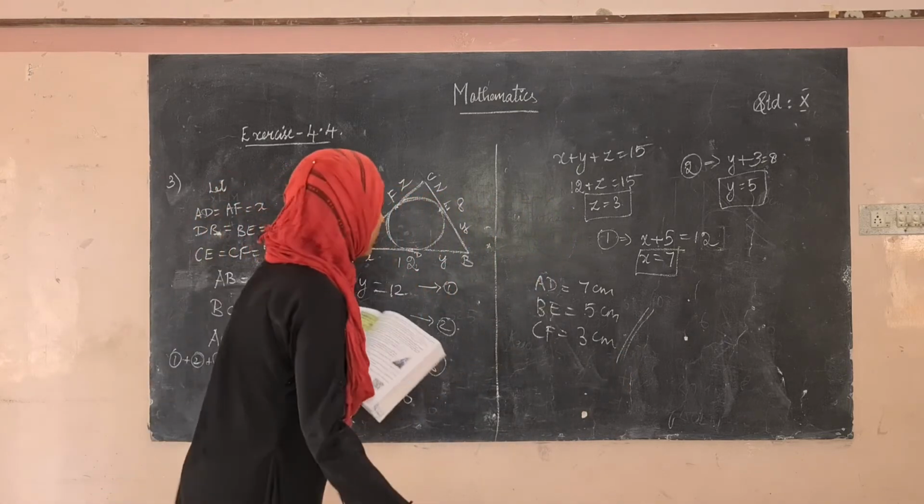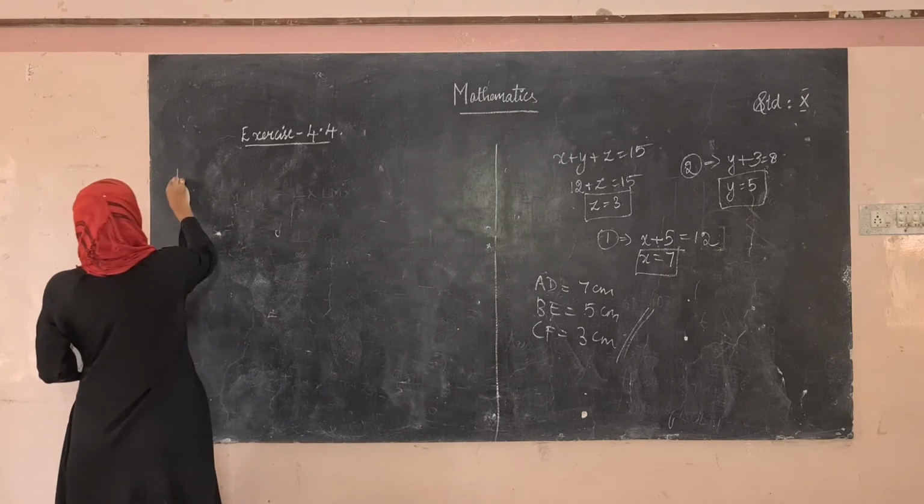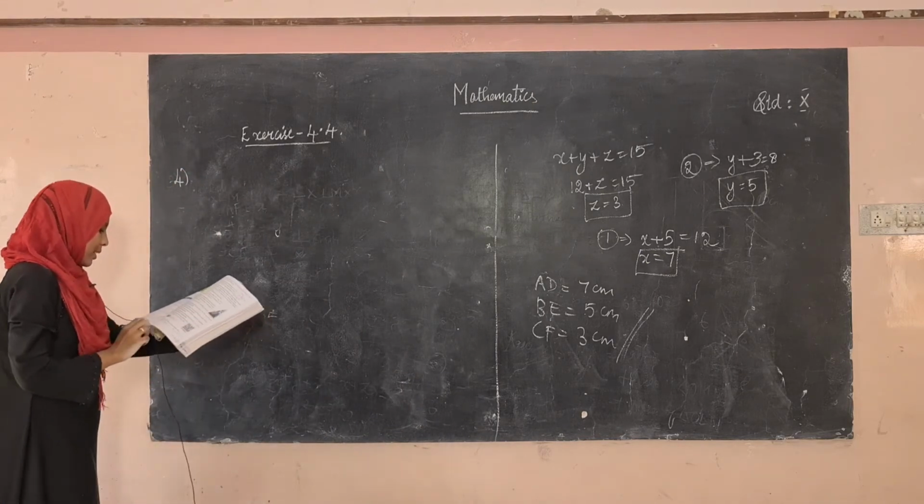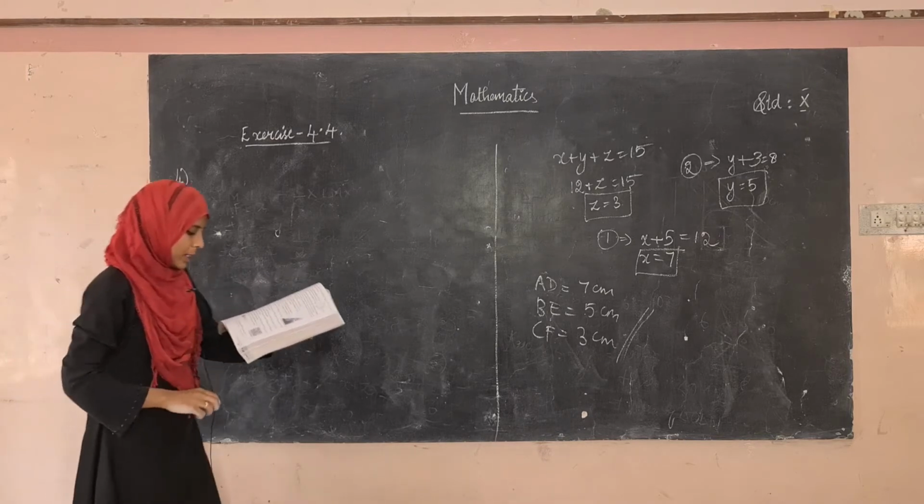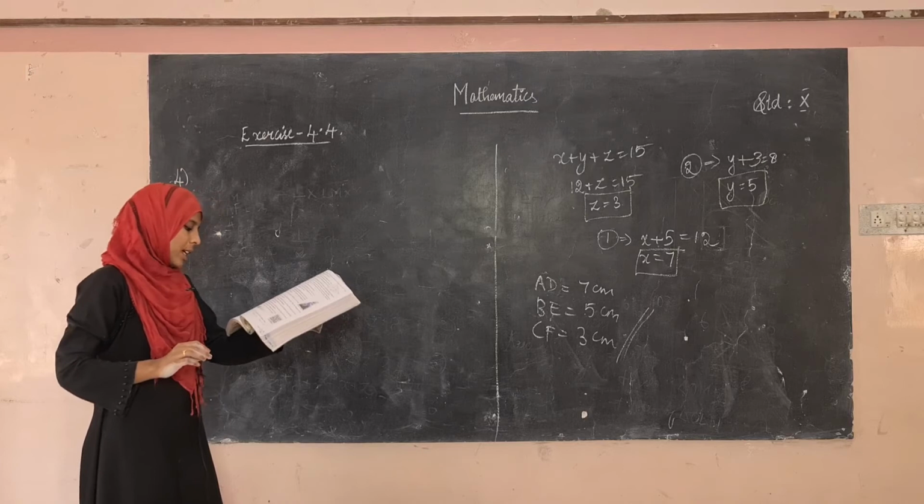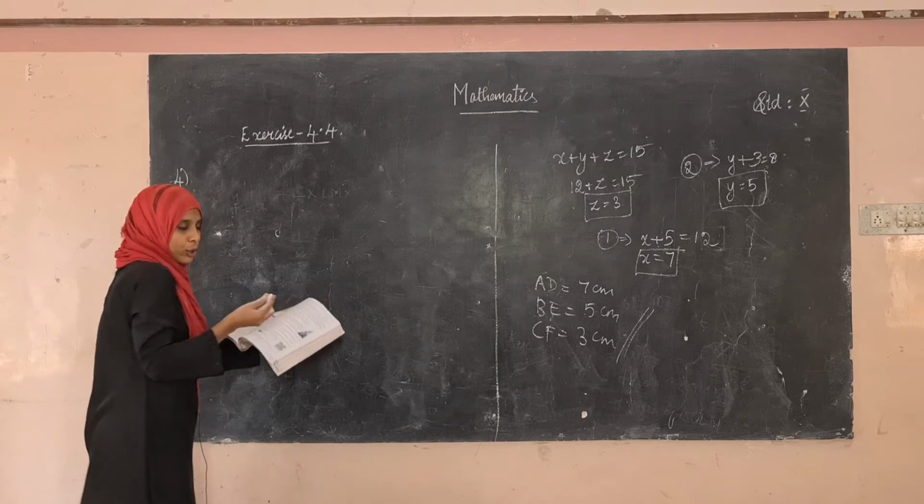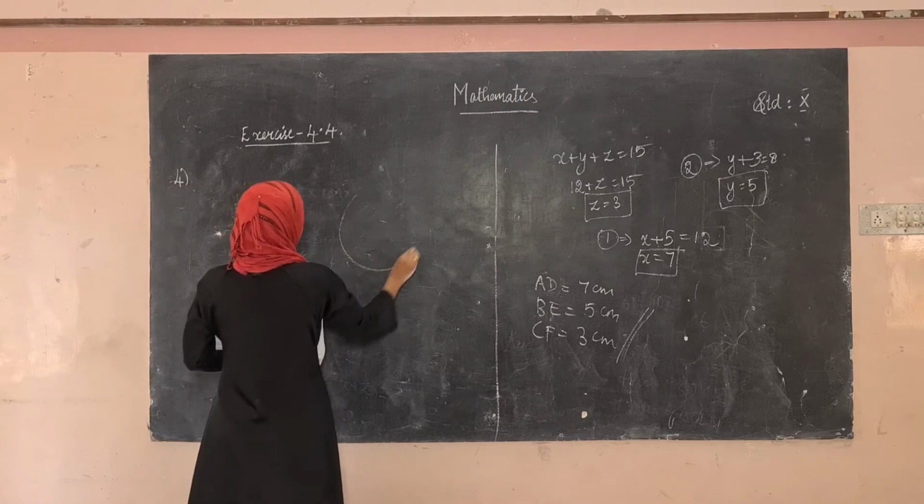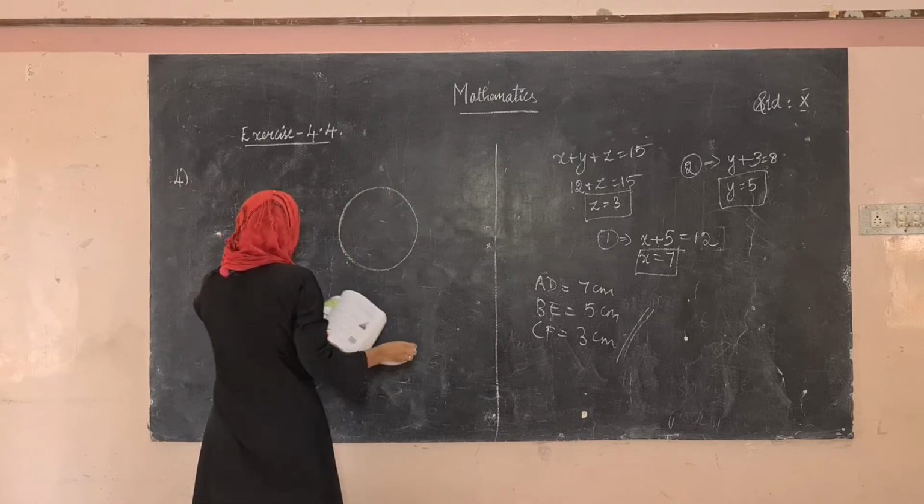Okay, now let us see the fourth sum. What is the fourth sum? PQ is a tangent drawn from a point P to the circle with center O, and QOR is the diameter of the circle such that they have given the angle and they have asked us to find some other angle. Okay, so there is a circle.